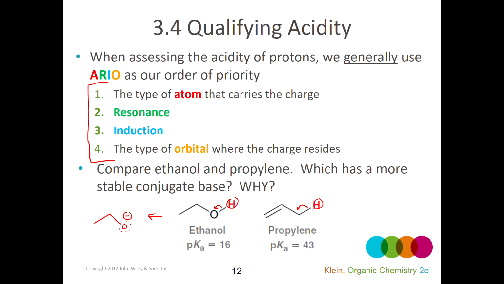So if this gives up a proton, and the electrons stay behind, I'd produce a negative on a carbon. So which is more stable? Well, using the acronym in order, I would look first at the atom carrying the negative charge.